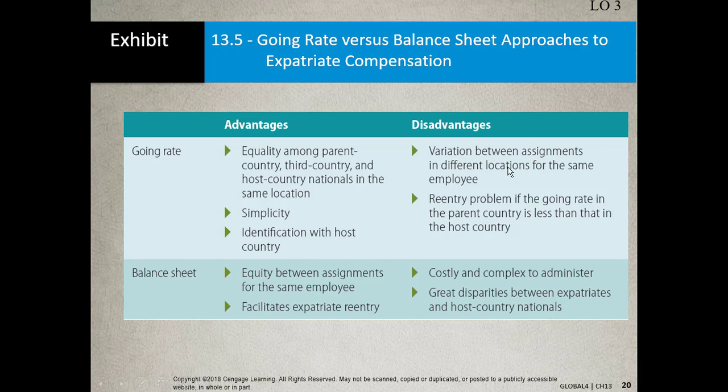What's bad is variations between assignments in different locations for the same employees, and a re-entry problem if the going rate in the parent country is less than in the host country. So coming back home is a problem. For the balance sheet, there's equity between assignments of the same employee, and it facilitates expat reentry when they come back. Again, think about cost of living adjustments. It's costly and complex to administer, and there are great disparities between expats and host country nationals.